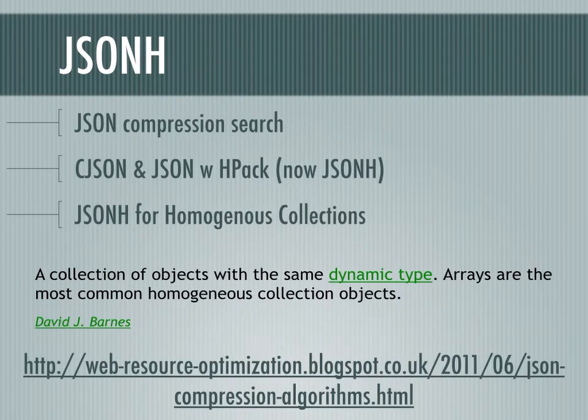CJSON and JSON with HPACK, now JSONH, returned from my Google quest in searches for a JSON compression process. JSONH for homogeneous collections seemed to be the most relevant for my needs. As David J. Barnes explains about homogeneous collections, they are a collection of objects with the same dynamic type. Arrays are the most common homogeneous collection objects.